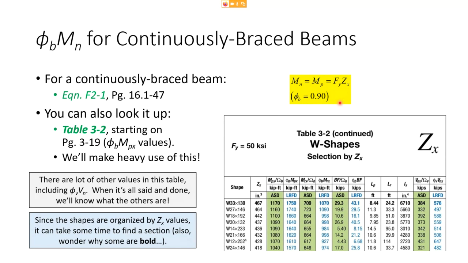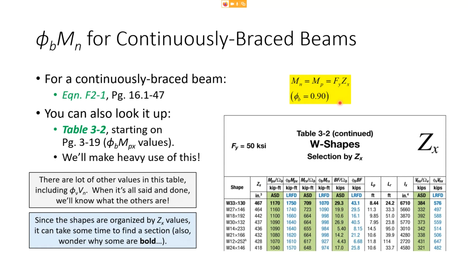I probably will not call it table 3-2. I'll probably call it the ZX tables because you see up top, there's a big ZX at the top. Now, again, it's table 3-2 on page 3-19.